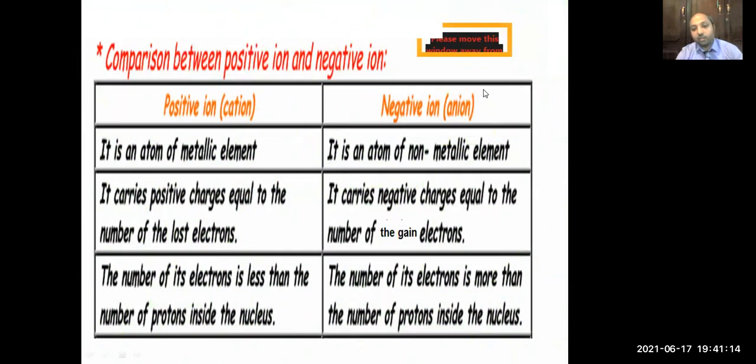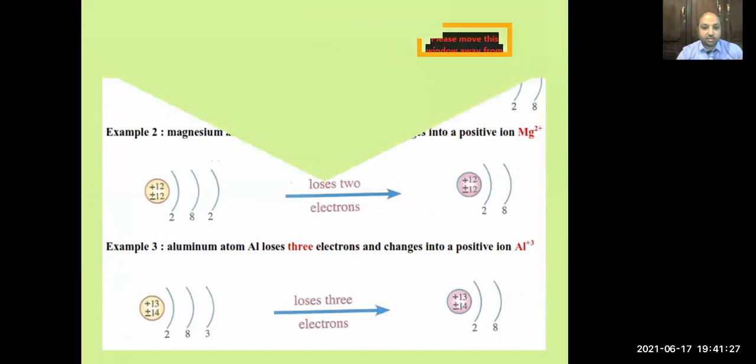Again, a negative ion or anion is an atom of a non-metallic element like chlorine and oxygen. It carries negative charges equal to the number of gained electrons, and the number of its electrons is more than the number of protons inside the nucleus.